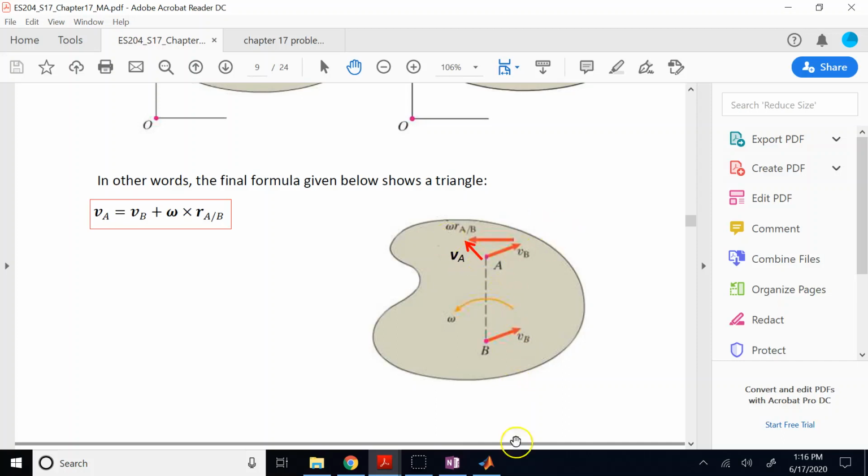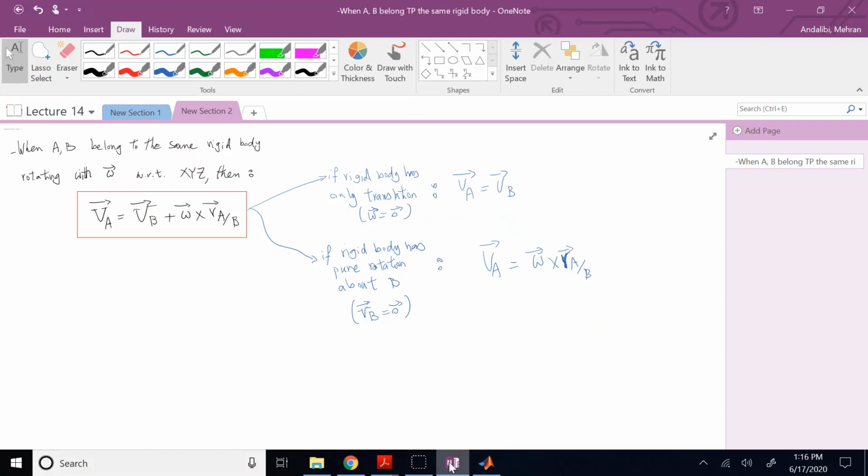So the only important thing is this, and I write it for you: if I call this term, as we did, V of A with respect to B, the important point is that V of A with respect to B is always perpendicular to what? R of A with respect to B. It is always perpendicular to that radial vector. Okay, it is very important.